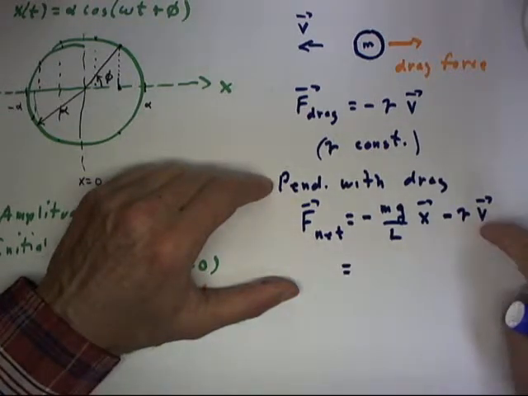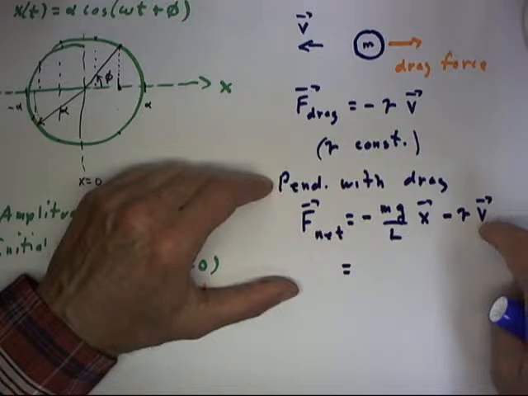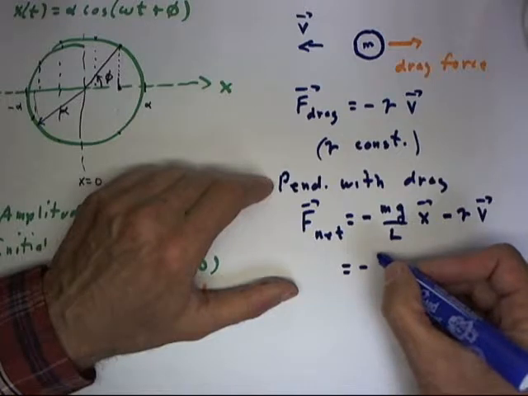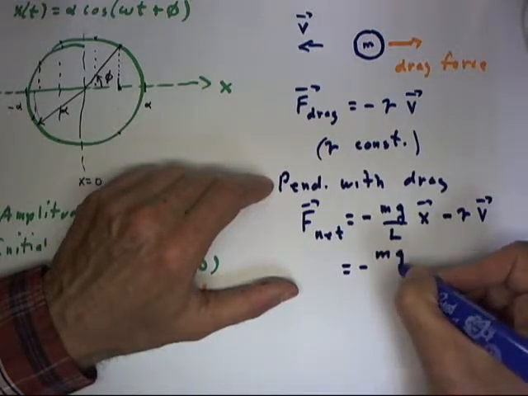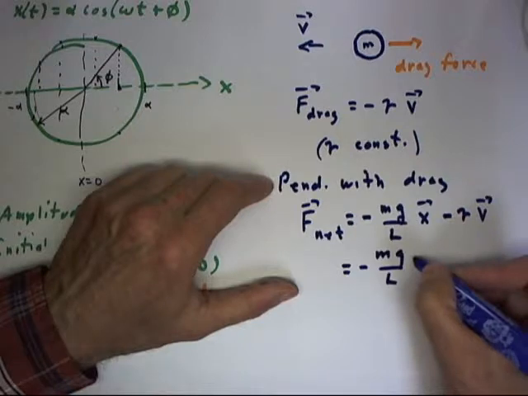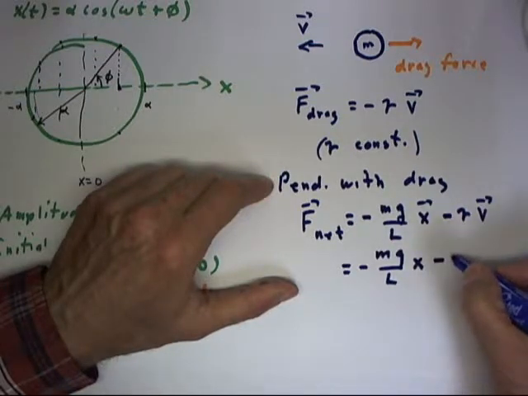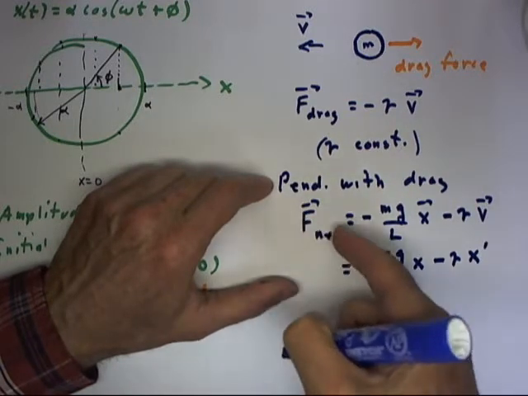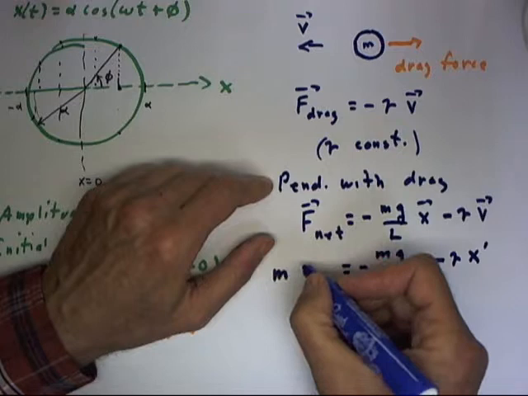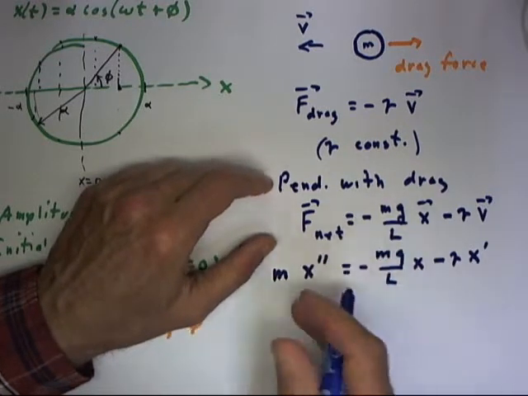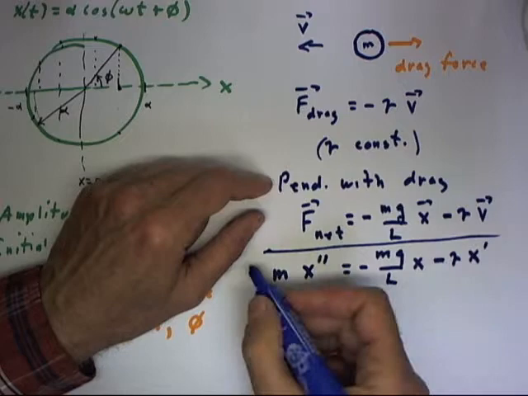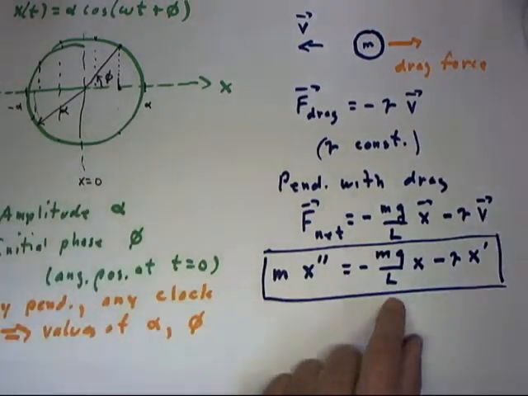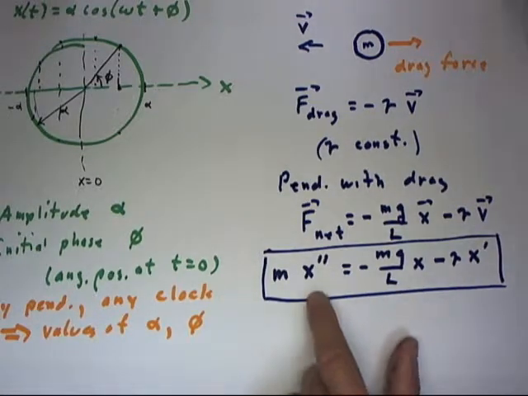Now, v, the velocity of the pendulum, is just the first derivative with respect to time of the position. So that we can write this net force as minus mg over L times x minus gamma times x prime. We can write net force, of course, as mass times acceleration, which is mass times the second derivative of x, and that gives us a differential equation that we can solve for the motion of a pendulum.